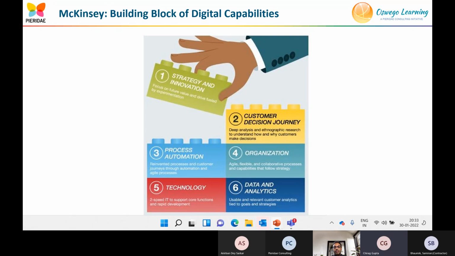Okay, sure. Right. So this is the last slide. McKinsey has given some building blocks of digital capabilities. So obviously, number one is strategy and innovation. Your business strategy would be the first focus: what you are going to achieve in your business.